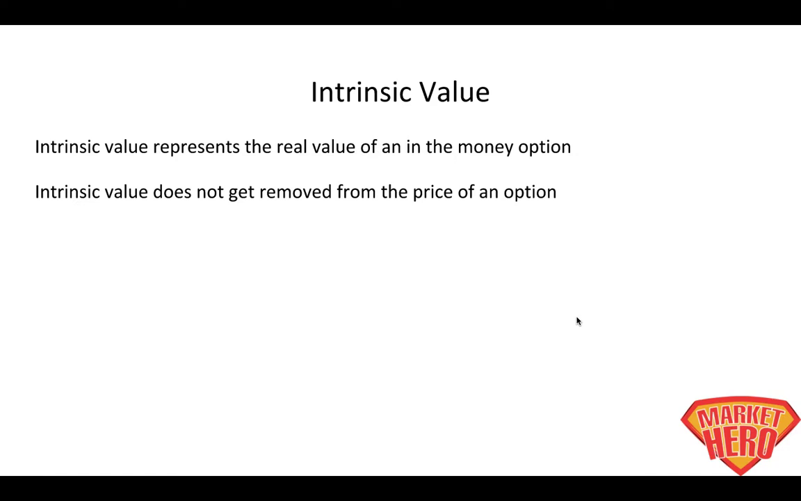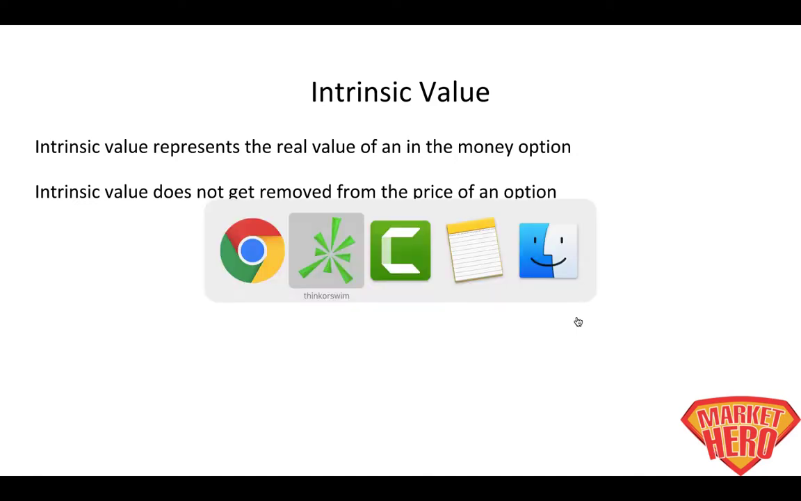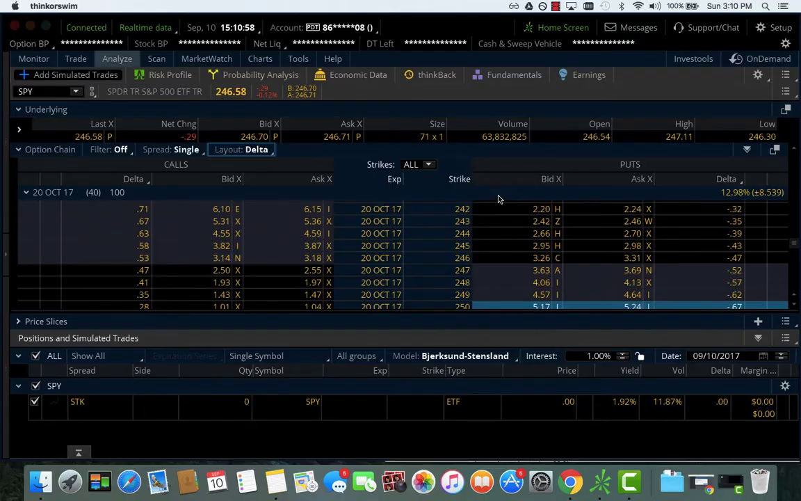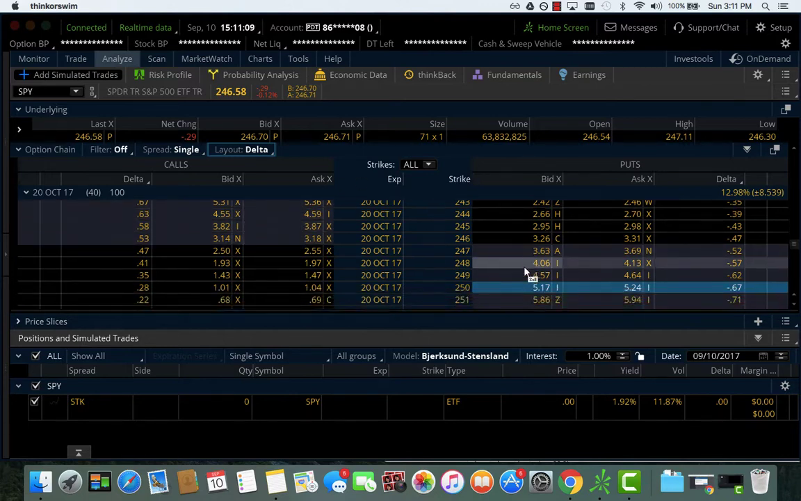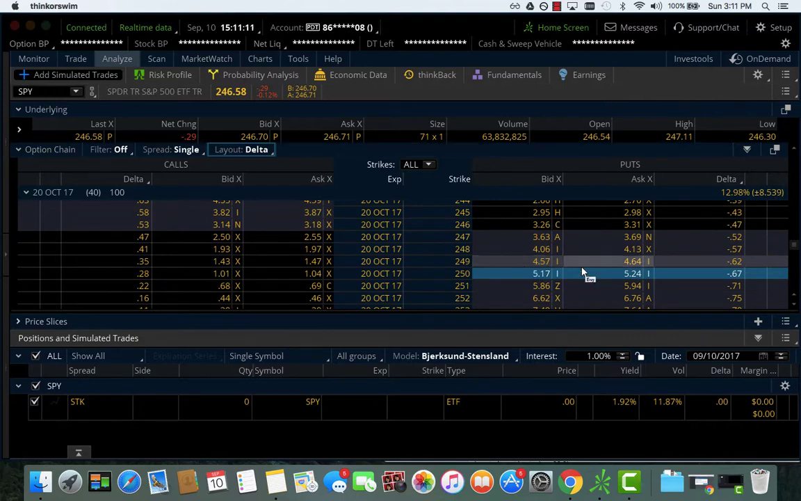Then we have something called intrinsic value. So intrinsic value represents the real value of an in the money option. So again, what is an in the money option? It's an option with a delta greater than 50. So again, we see over here on the call side, it's the 246 strike down, and on the put side, it's the 247 strike up. Those are the in the money options. The intrinsic value is the value of those options.